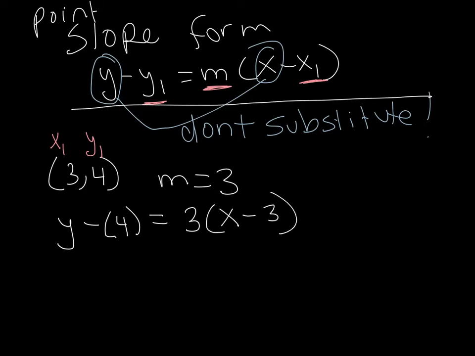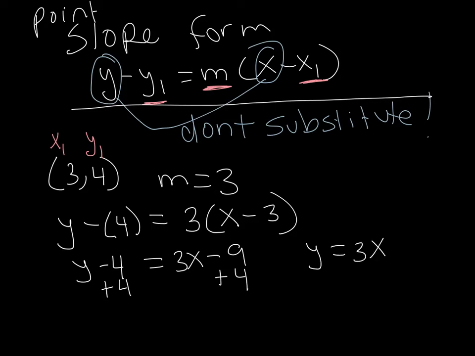And then we just simplify it. So I have y minus 4 is equal to 3x minus 9. I'm going to add 4 to each side. And now I have y is equal to 3x minus 5. And that is our equation.